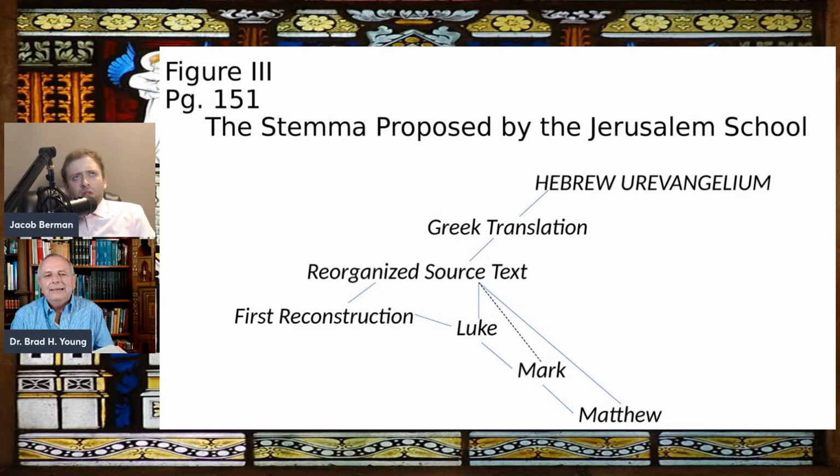So in figure 3, page 151, you show a stemma proposed by a Jerusalem school. You have the Hebrew Evangelium at the top right there, and then you have Matthew using Mark using Luke in this figure. What is the first reconstruction, reorganized source text, and Greek translation? What do those three things mean? Could you explain what those are to the audience?